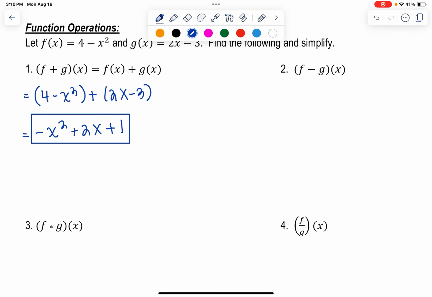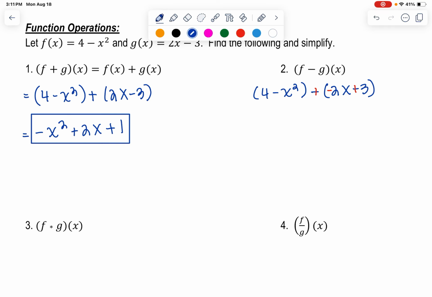Now in the next problem, it asks us to do f minus g of x. So similarly, we are going to write down the function f, which was 4 minus x squared. And this time we are going to subtract g of x, 2x minus 3. Now you have to remember to subtract everything in g of x. So the way I make sure that I remember is that I change it to addition and then distribute my negative. And that way it's just addition.